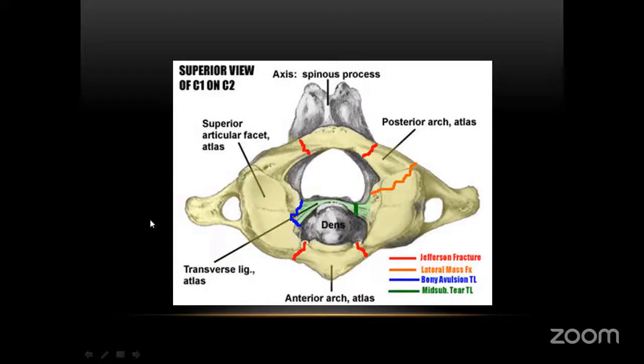And the second one is unstable fractures. So how will we manage that one? What are the options? It means we are going for surgery. So what could be the surgical options in these patients?